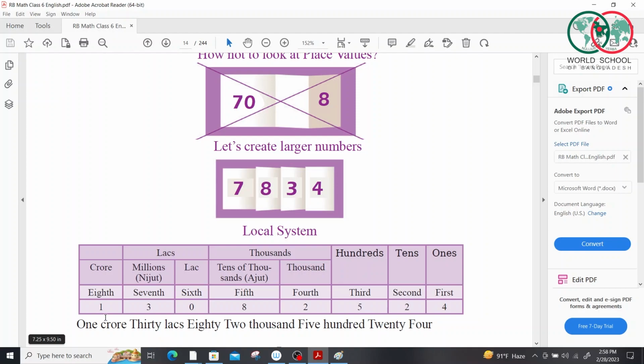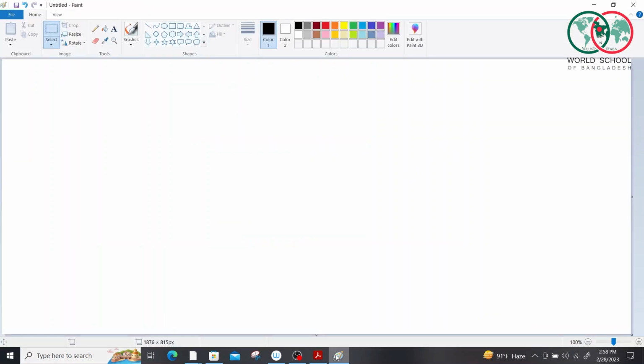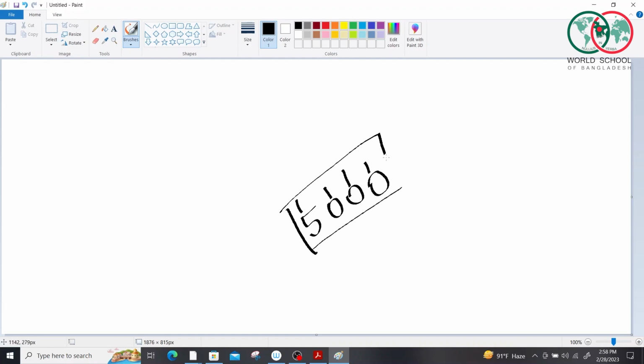So if we are asked to write 50,000, first we have 0, 0, 0, then 5, because it is the ones place, tens place, hundreds place, thousands place, and ten thousands place. So here we wrote 50,000.